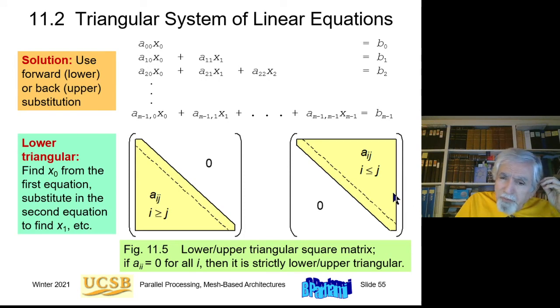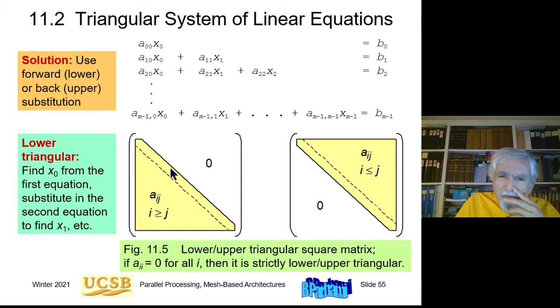Okay, we also may have an upper triangular matrix, which is just the opposite. The last equation has just one variable, the next to the last has 2 variables, and so on. So in this case, the process is called back substitution. Not that it is different, it just has a different name. So from the last equation, we find xm minus 1, then substitute in the equation before that and find xm minus 2. So back substitution refers to this process, and forward substitution to this one.